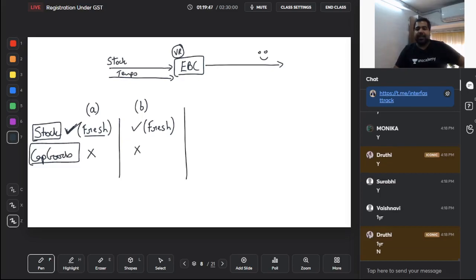Same thing. Yes, guys, A and B are the same. Only thing, in A, you were getting registered because you had to get registered. In B, you were getting voluntarily registered. Do you understand the difference between the two, guys? Yes.